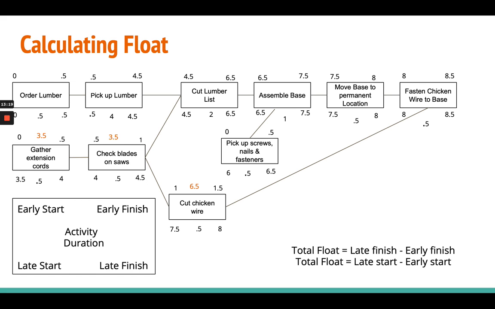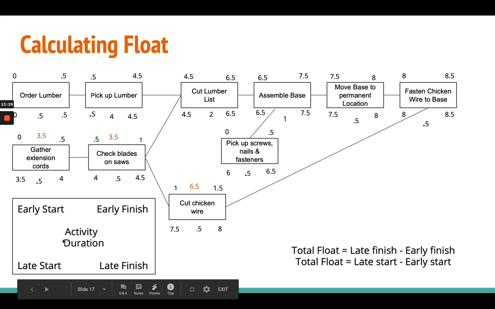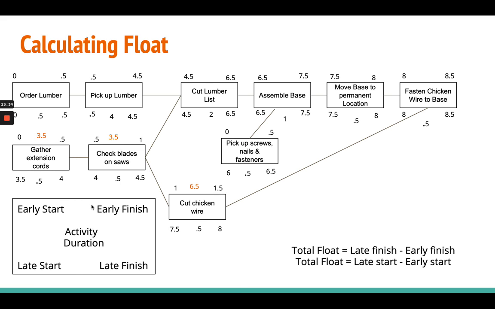So calculating float allows you to figure out how many days you really have to complete certain activities. And so what you want to do is, I've posted the post-it here again, look at your total float, which equals your late finish minus your early finish. So here we have late finish minus early finish is 3.5. So you actually have 3.5 days to gather your extension cords. Yes, you can start on day 0. It's only going to take half a day. So you could also start on day 2, 3. You can start on different days. This gives you your float.